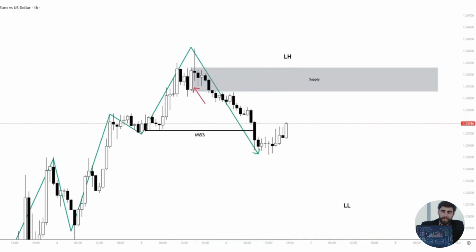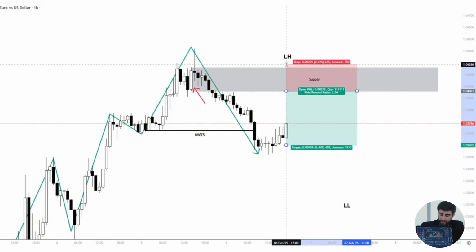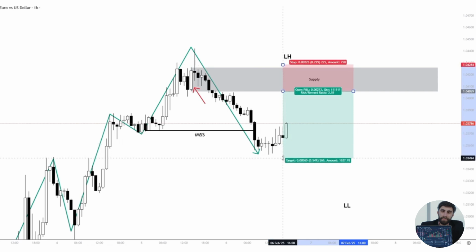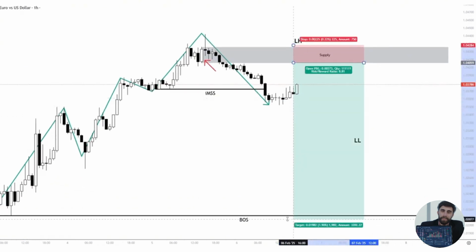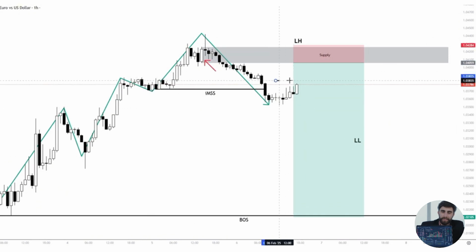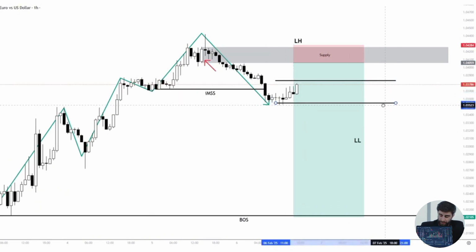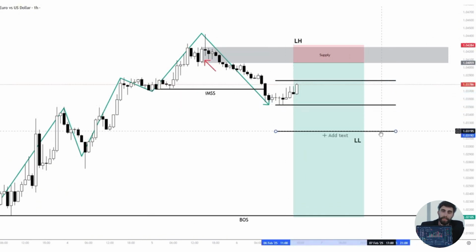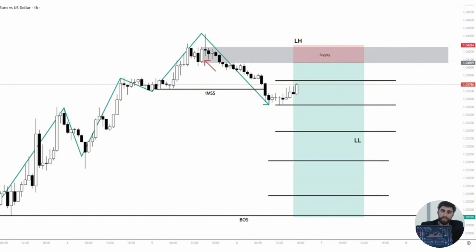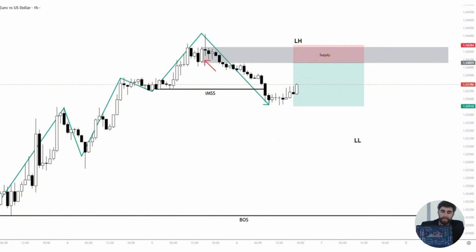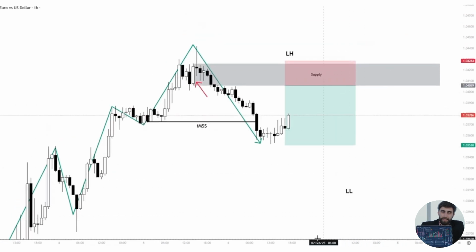The setup planning on supply zones is basically just selling on the bottom of the supply, with the stop loss above the supply, and take profit below recent swing lows, or even below the external swing lows. But in that case, because the risk reward is too high, I would take multiple partial profits, so like here 20%, then at the next level 20% more, and 20% more, and so on. But here to keep it simple, we are going to target only the most recent lows. It still has a decent risk reward.